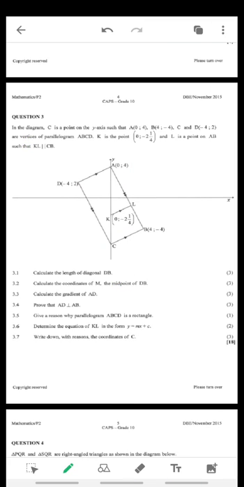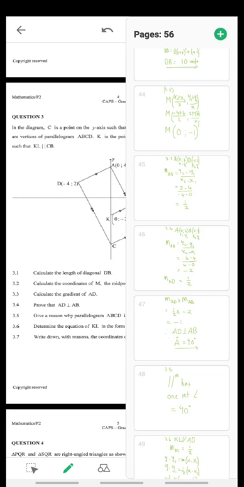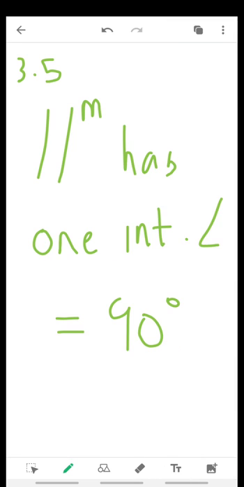3.5, give a reason why parallelogram ABCD is a rectangle. Tell us, why is that shape also a rectangle? When we started, they said it's a parallelogram, but now they are saying, why is it also a rectangle. Okay, now the reason is simple. It is a rectangle because, let us look at it, the parallelogram.